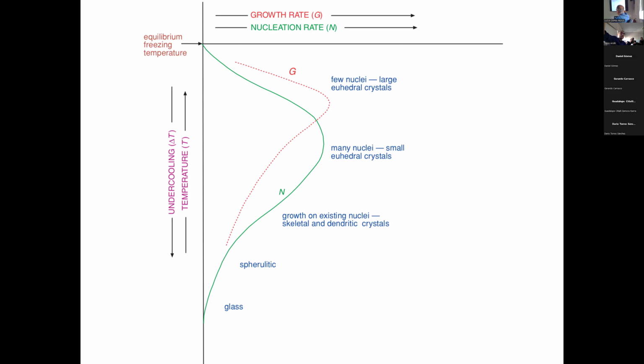So if we increase the undercooling, what does it mean? At low undercooling, growth will be promoted over nucleation because the energy to stabilize a nucleus at low undercooling, as we said, is higher. So either we have a persistent surface, or it's possible that we will have a small amount of nuclei but crystals that are quite big. If we increase the undercooling, we will have more energy to stabilize nuclei. So nucleation will be promoted over growth.